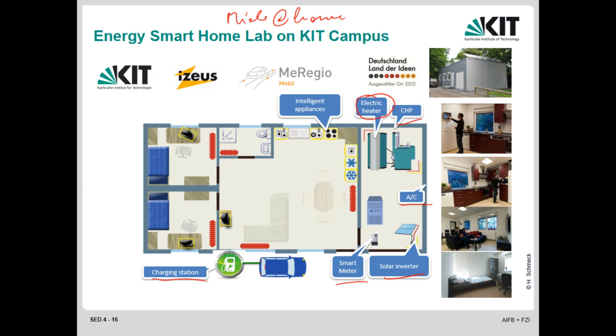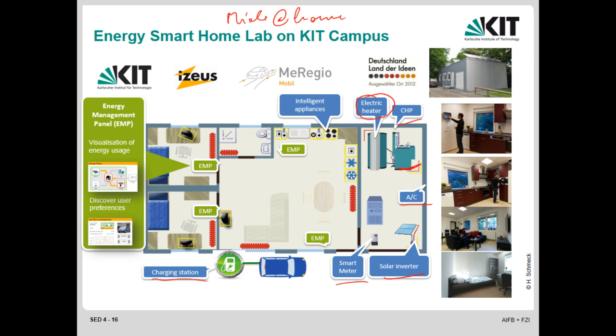This electric heater is of interest because we can use it to transform power into heat, and not just gas into heat, which is what we do in this combined heat and power plant. So this is a bivalent way of producing heat. And then we have all kinds of displays where we provide information on the current energy situation in the house. And we also offer possibilities to specify the preferences of the user with respect to the usage of the devices.